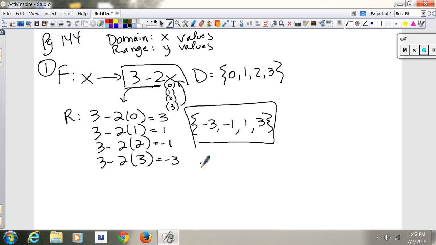So you're going to do 1 through 12 just like that, where they're going to give you a domain. You're going to plug in the domain and find out what the range is. So this right there is my range. So that's how you're going to do 1 through 12.